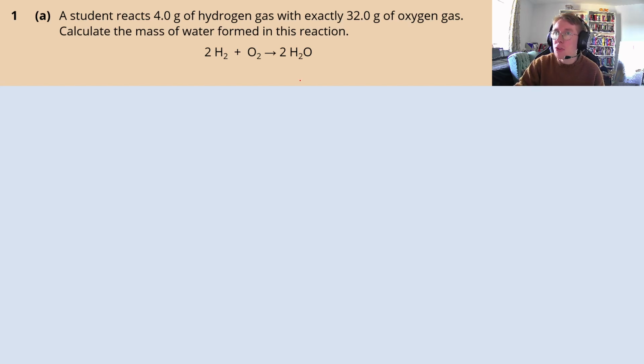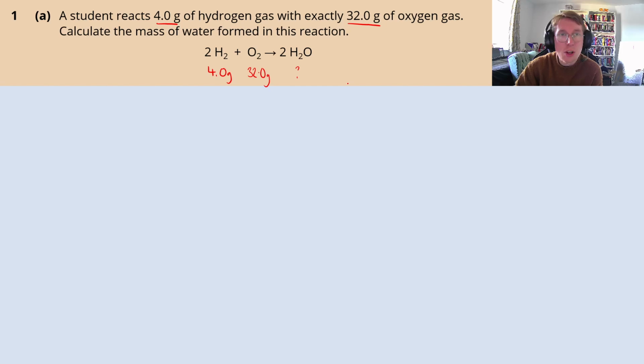So if we read through this question, it tells us that a student is reacting 4.0 grams of hydrogen gas with exactly 32.0 grams of oxygen, and we need to calculate the mass of water formed. So what I would do here is I would write 4.0 grams underneath the hydrogen in my balanced equation, and I would write 32.0 grams underneath the oxygen. I'm trying to figure out how much water there is.